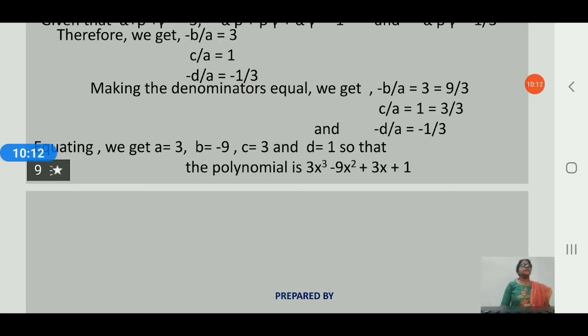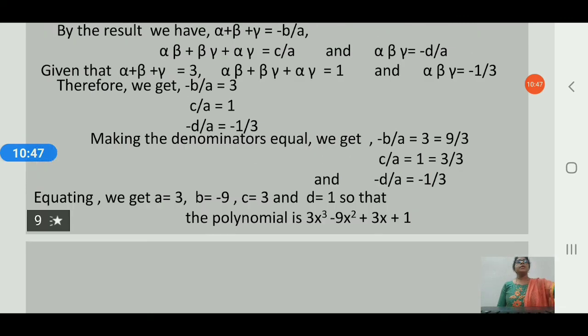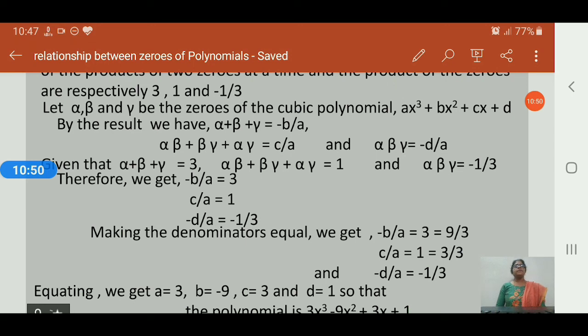I think in this chapter we have studied two ideas, that is, sum and product of zeros for cubic polynomial and quadratic polynomial. Once more as a revision, for a quadratic polynomial, sum of zeros alpha plus beta is equal to negative b by a. Product of zeros alpha beta is equal to c by a. And for cubic polynomial, alpha plus beta plus gamma is equal to negative b by a. Alpha into beta into gamma is equal to negative d by a. And alpha beta plus beta gamma plus alpha gamma is equal to c by a.